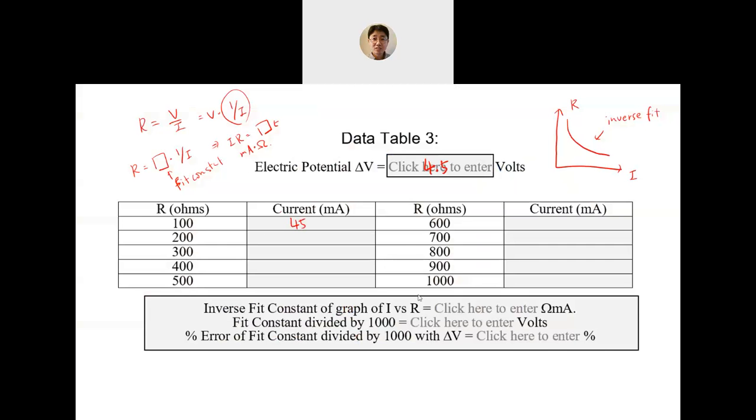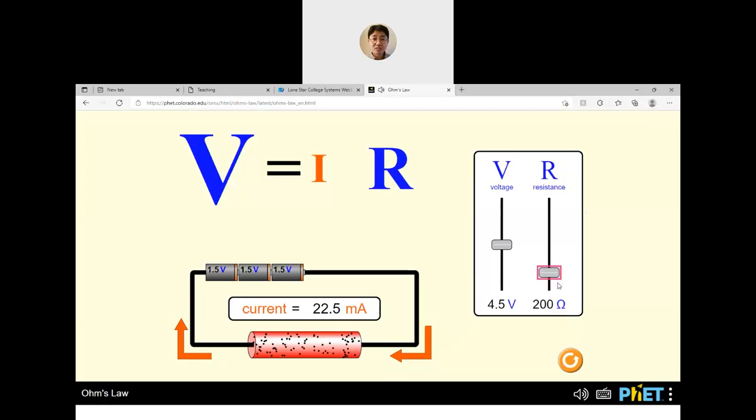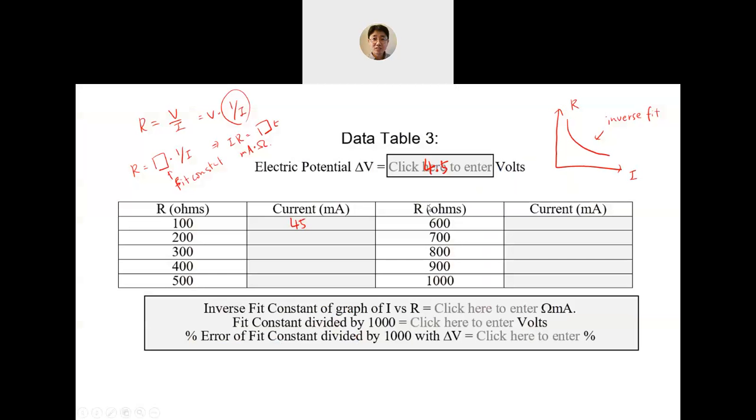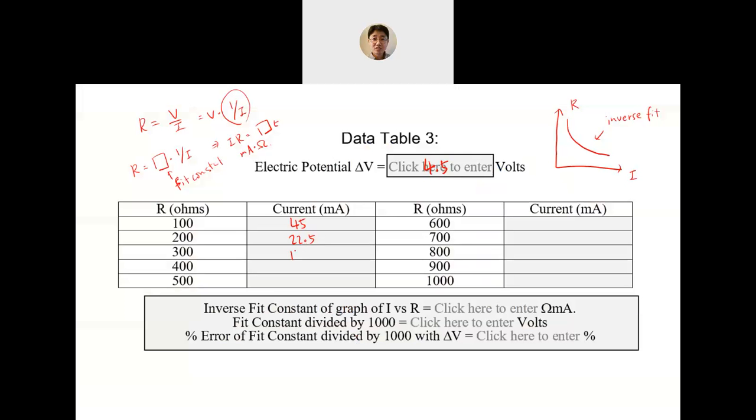Then what about the 200 case? Then 22.5 milliampere. What about the 300 case? 15 milliampere. Like that, I can see here.